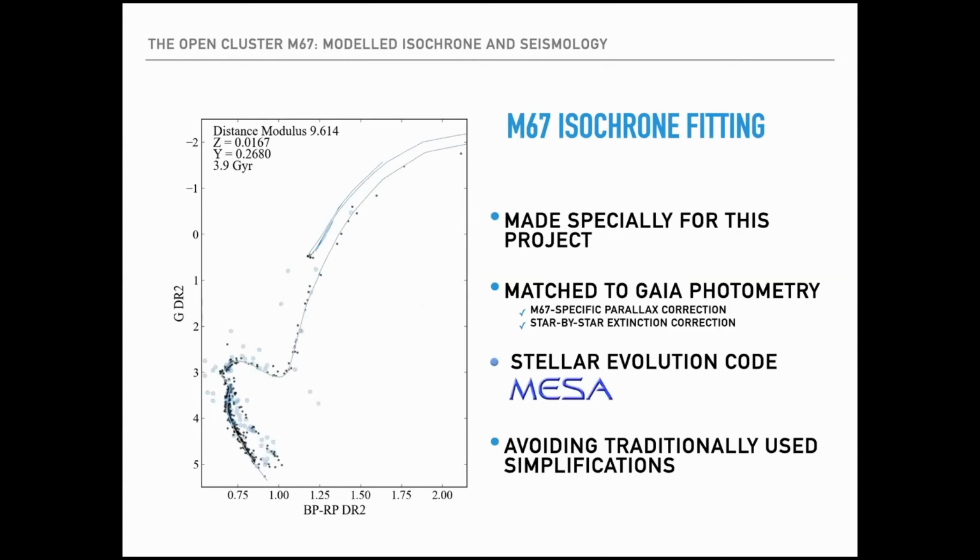So the isochrone fitting is an important part of this work. We made this isochrone with models made to fit as best as we could. Especially for this project, we used Gaia photometry, correcting the parallaxes star by star. We also use star by star extinction correction. I don't know if I mentioned that we use MESA models, and we made sure to avoid all these traditionally used simplifications that are not good simplifications for giants necessarily.